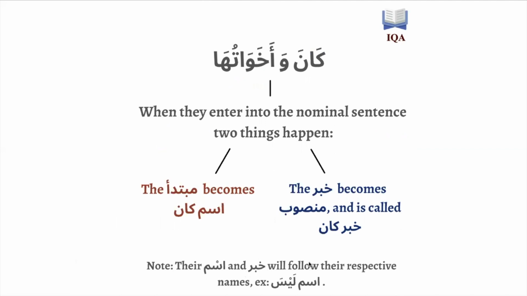And their ism and khabar will follow their respective names. So ismu laysa, for example, when we cover the sisters of kana, of course, the mubtada is not going to be called ismu kana if the sister that's being used is laysa, for example. But anyhow, this will make more sense, inshallah, as we continue. So let's see an example of what we just covered, of the mubtada becoming ismu kana and the khabar becoming mansub and being called khabaru kana.